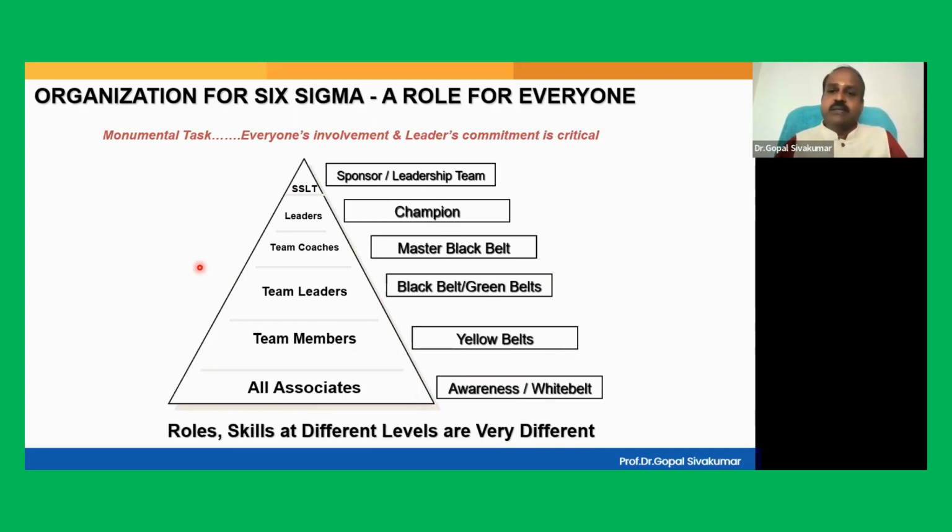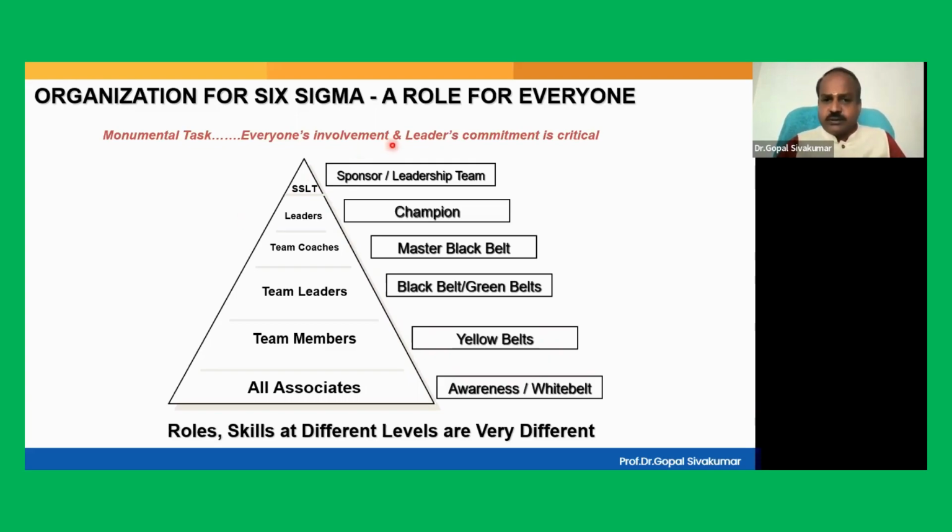The green and black belts are project leaders. They have undergone formal training, having complete proficiency in the methodology as well as the tools and techniques. But the boundary line between green and black is: a green belt will work on small and mid-sized projects, and the project boundary should be within the department.